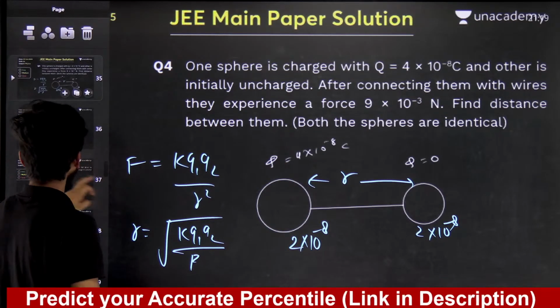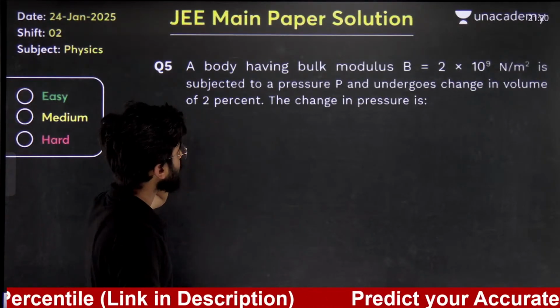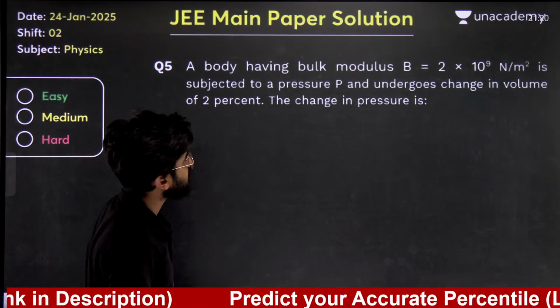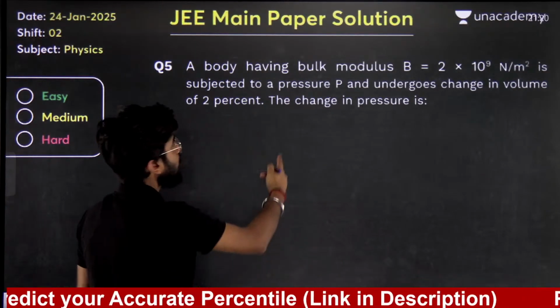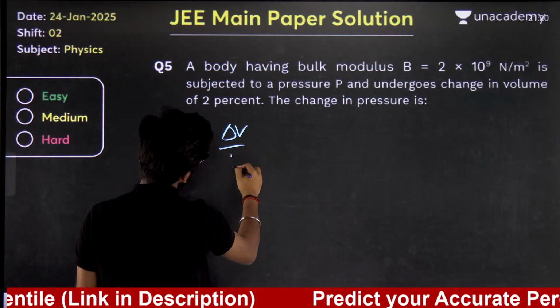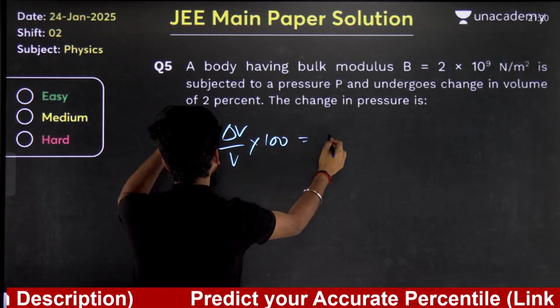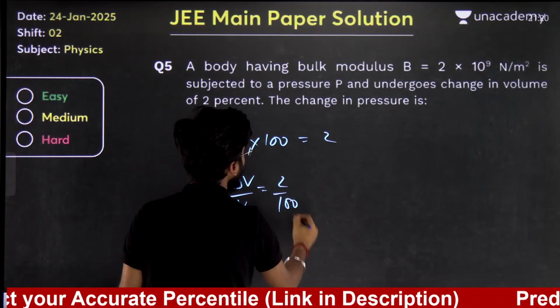Next question. Next question is from bulk modulus, or we can say the elasticity. Okay, so what the question is saying, bulk modulus is this, the change in pressure, subject volume change, volume is 2%. Okay, undergoes change in volume is 2%, means delta v by v into 100, that is equals to 2%. So delta v by v, that is equals to what? 2 by 100. We have to find the change in pressure.